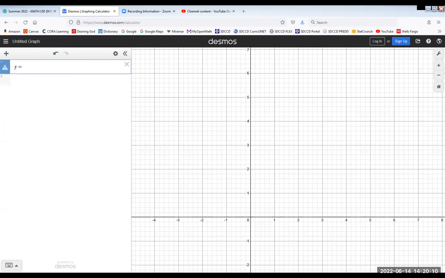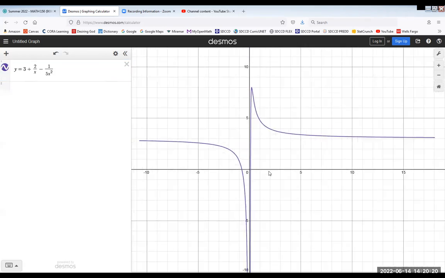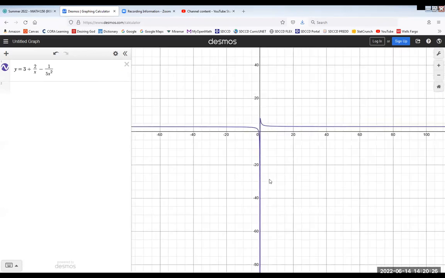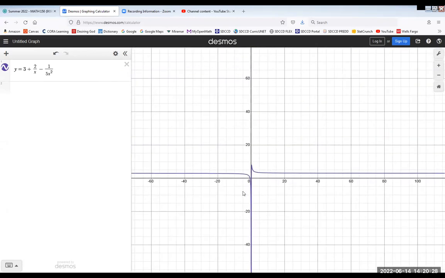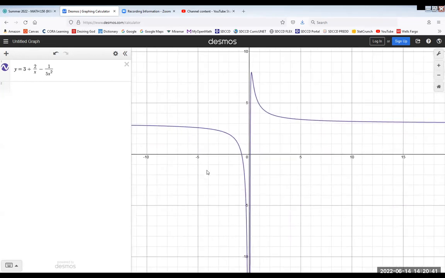And I'm actually really curious about this one. 3 plus 2 over x minus 1 over 5x squared. Okay, weird. Look at that shape. That is bizarre. I'm trying to wrap my head around what's happening here. It's definitely got a vertical asymptote happening at 0, because that would cause it to be undefined. But it's got some weird behavior around 0. So here, this one's kind of more normal, right? It just drops down, goes to negative infinity.